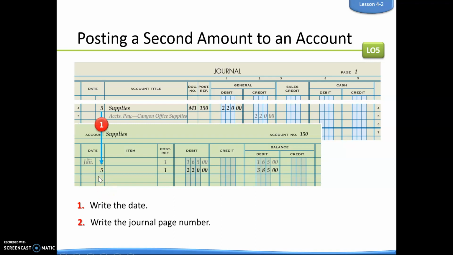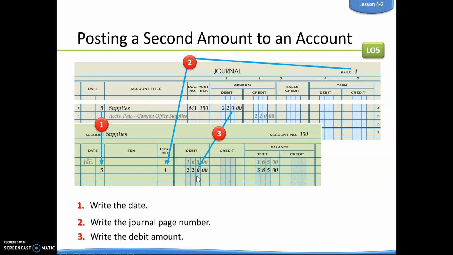We go ahead and put our journal page number in our post reference column again. Journal page number was number 1. Comes down here into our post reference. We take our debit amount, could be a credit amount too. It happens to be a debit amount this time. Our debit amount for that supplies was $220, so we put that into our debit column.